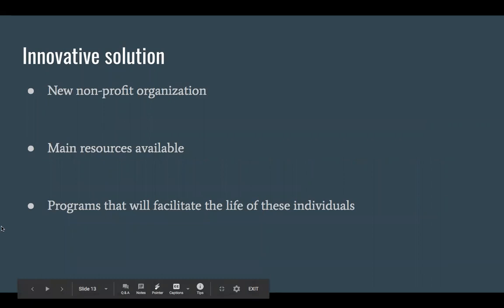Well, our group decided to create a new nonprofit organization as our applied innovative idea to help the issue that represents being homeless. This organization will have available many of the basic resources that individuals affected by homelessness are lacking. The organization will offer some programs to help these individuals to get back on their feet.